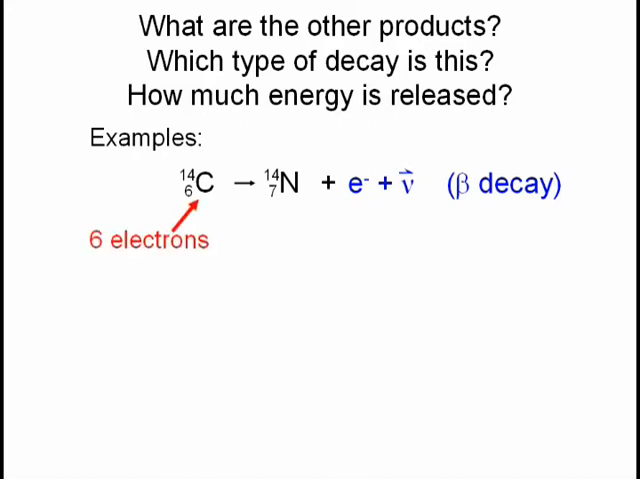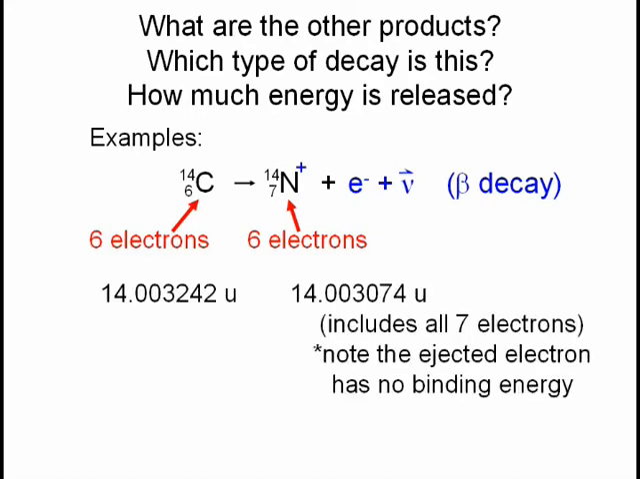The carbon has 6 electrons because it has 6 protons, and that means nitrogen also has 6 electrons. So it is missing one of the electrons, so it has a positive charge to it. Remember, the charges always need to be conserved.